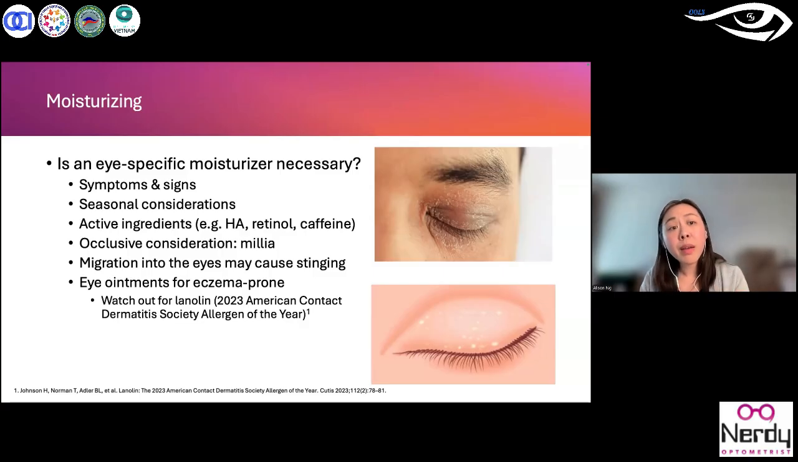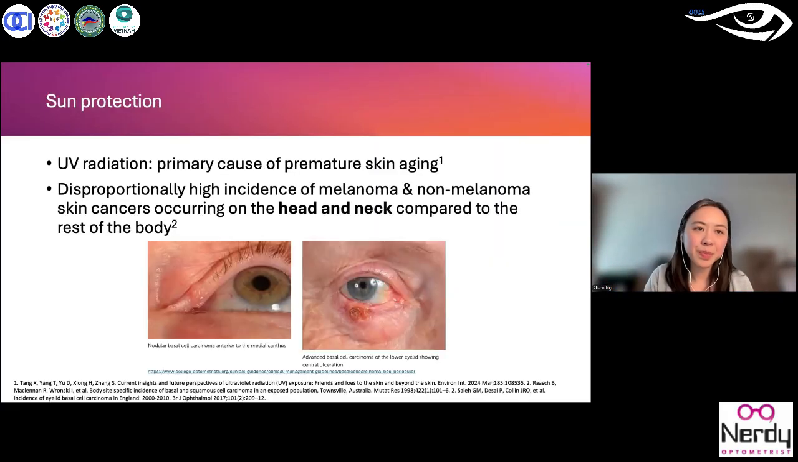One thing just to bear in mind though are things like lanolin. Lanolin is one ingredient that, for those who already have a disrupted barrier, poses them at a slightly higher risk for an allergic contact dermatitis response. In 2023, the American Contact Dermatitis Society named lanolin as the allergen of the year. They do this every year with different ingredients, but it is something just to make sure that we're aware of when we're talking to our patients.